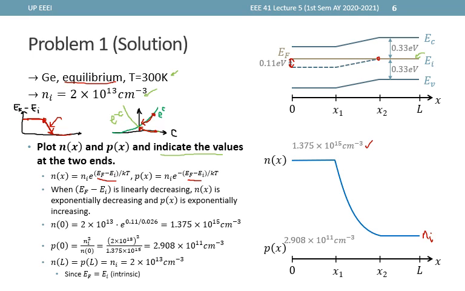As for the other end, since ei is coinciding with ef, then again, it must look like an intrinsic semiconductor, and therefore n is equal to p is equal to ni is equal to 2 times 10 to the 13. And from our plots, e raised to minus (ef minus ei), but ef minus ei is linearly decreasing, and therefore the trend we'll expect must be exponentially increasing at the middle.